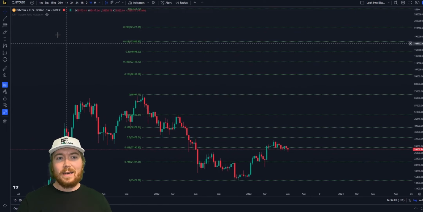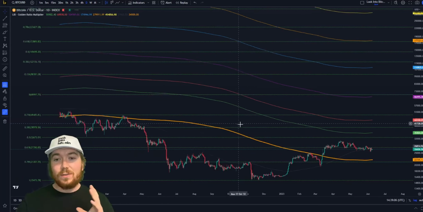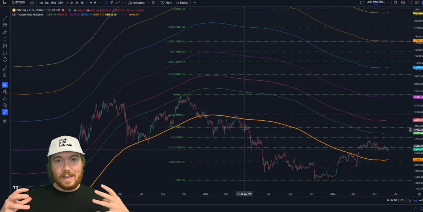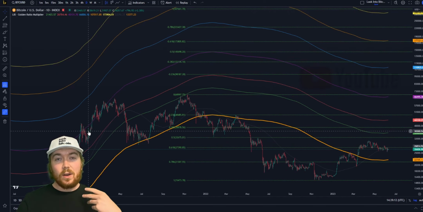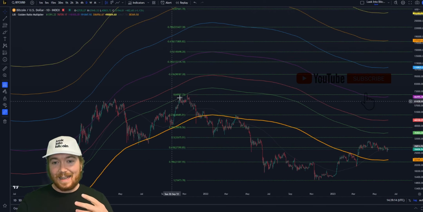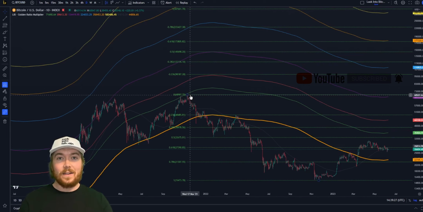And again, combining this with something like the golden ratio multiplier, what we could actually do is use these as confluence. So once we get strong signals from both of them, as price is reaching one of these upper golden multiplier bands, and as that is lining up with one of these Fibonacci extension levels, this is a great area to watch and potentially take profit in the next cycle.